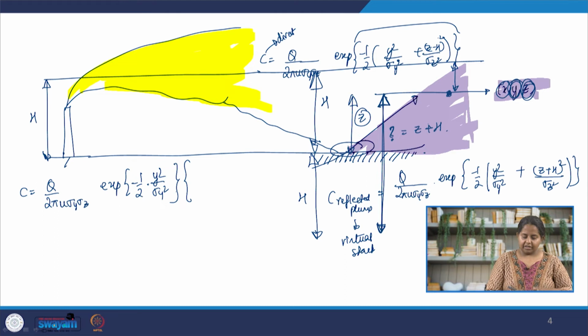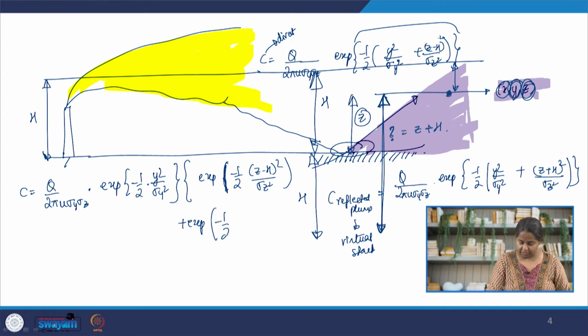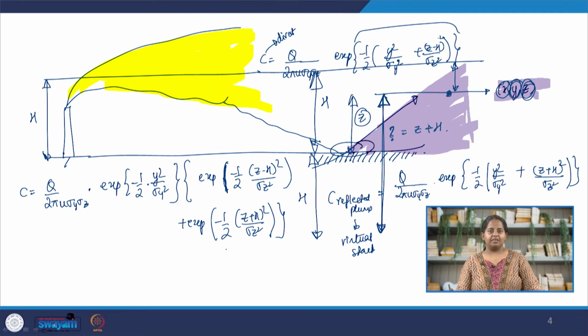So we can take this part common, and now we can put our differences in the bracket, which is e to the power minus half (z minus H) whole square by sigma z square plus e to the power minus half (z plus H) whole square by sigma z square. Alrighty. So this is our equation when we have reflection from the earth.